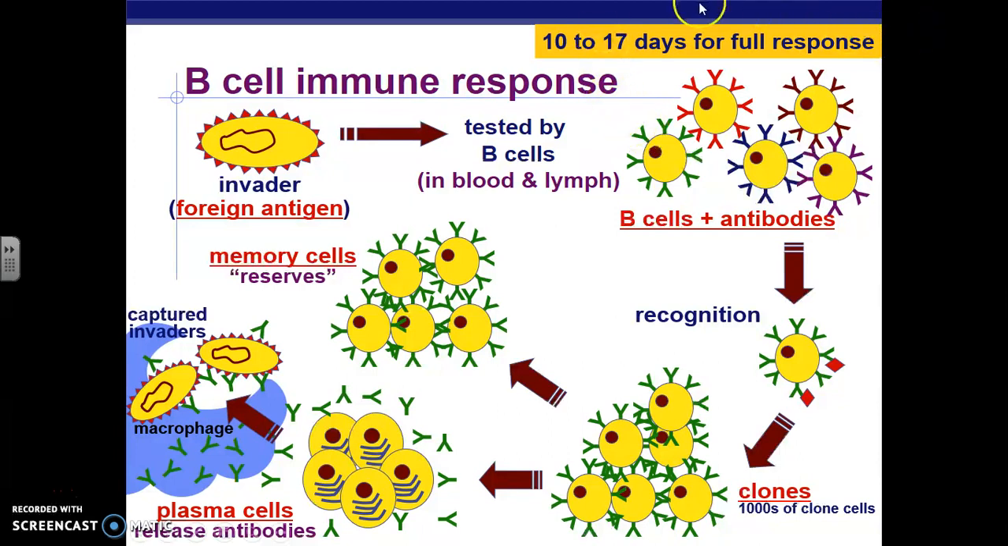Now you notice that for a full response, it takes 10 to 17 days. And the question is, why does it take so long? First of all, in the beginning, there aren't that many B cells that produce the antibody that can bind to this antigen. So it takes a while for the few B cells in the body that produce this antibody to find the foreign invader. Once the antigen is recognized by the B cell, it also takes time for the B cell to replicate and produce enough antibodies to capture and mark for degradation all of the bacteria that have gotten into your blood. So a full response, the first time you're exposed to an infection, takes about 10 to 17 days.